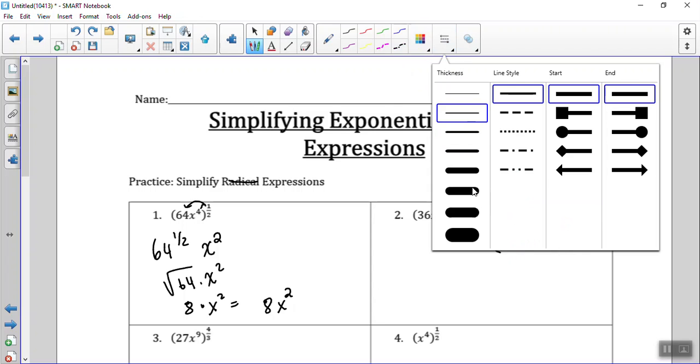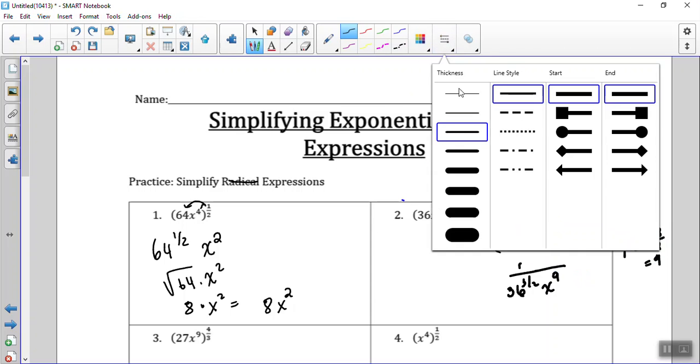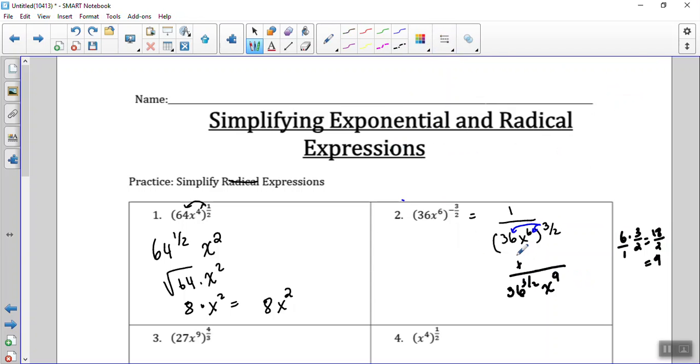Next, you're going to distribute the exponent. So you have 1 over 36 to the 3/2, and then x to the 6 times 3/2: 6 times 3 is 18, divided by 2, that is 9. Okay, 6 times 3/2, this is what I did, that's equal to 6 times 3 is 18, divided by 2 is equal to 9. That's where I got this 9 from. And this 1 stays over here.